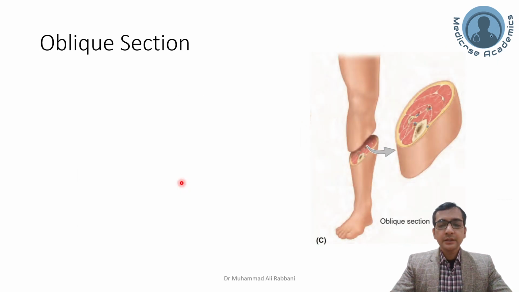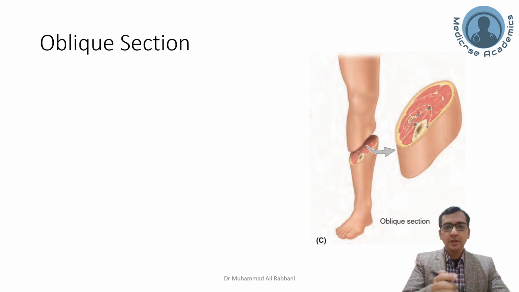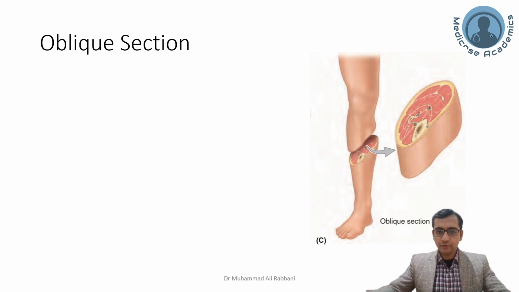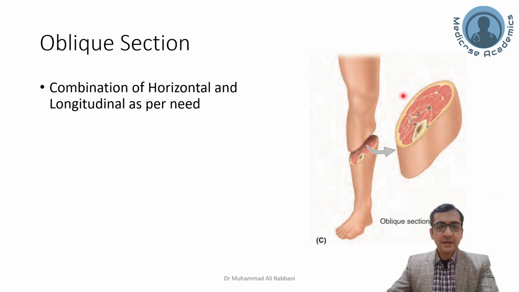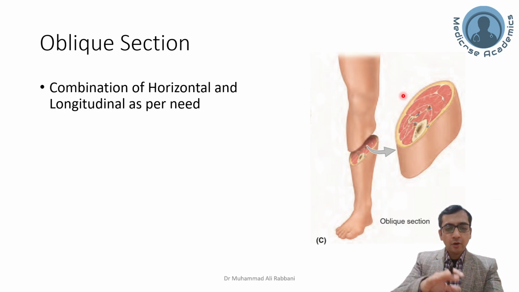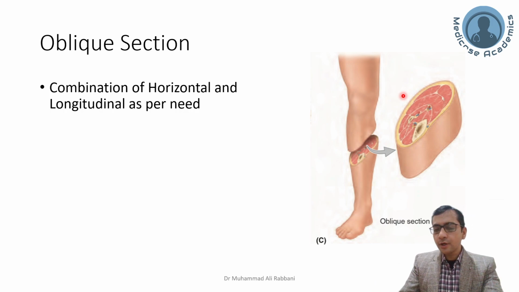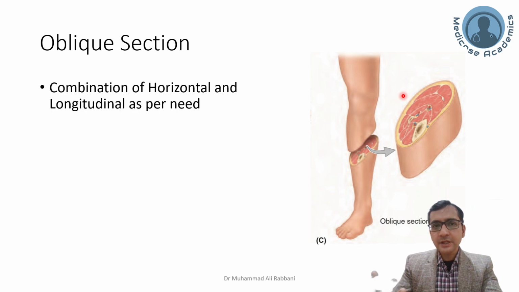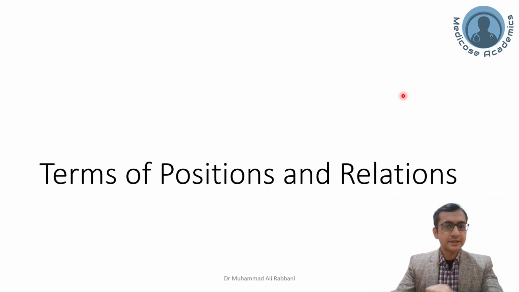And then there is a combination. You don't have a pure horizontal section, you don't have a pure sagittal section, you have a mixture of these two. Some structures are visualized better in such a way. So any combination of a horizontal and any longitudinal plane will be an oblique section. Like to visualize the stomach, it is easier to have an oblique section rather than the coronal or pure frontal and other sections.